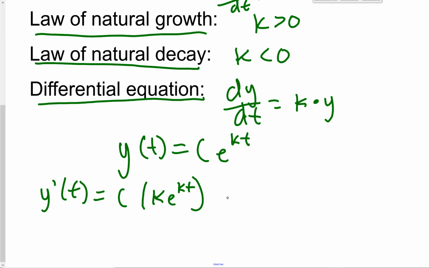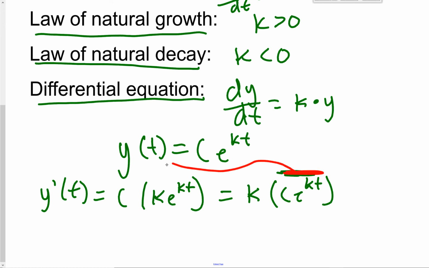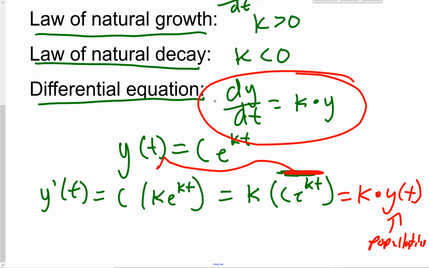And then we can go ahead and rewrite this as k times c e raised to kt, which we know this right here is y of t. So I could rewrite this as k times y of t, which is our population at a given time. So it fits this equation right here. So it is a differential equation.